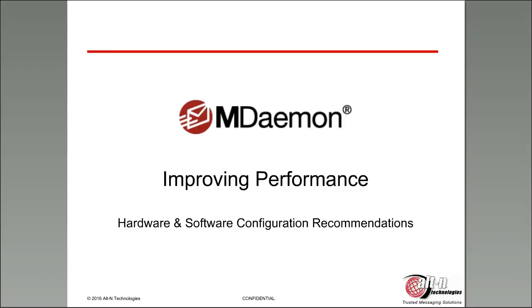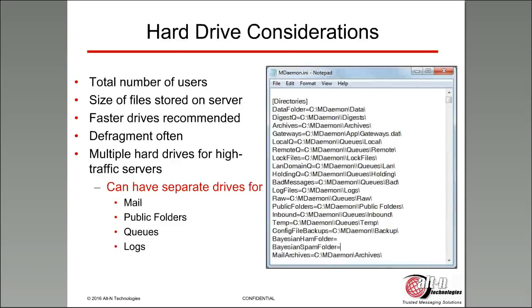So the first thing we'll get into is improving performance. One of the things you'll want to consider, and you would want to consider this when installing MDaemon initially as well, is how many users do you have? And what are the sizes of those users' mailboxes, or the files stored within their mailboxes? If you have a lot of users sending large attachments, that could have an effect on performance.